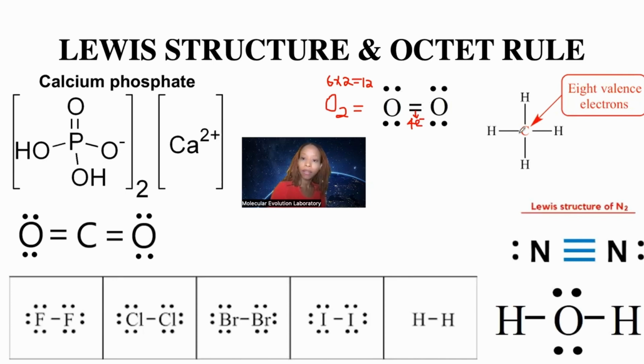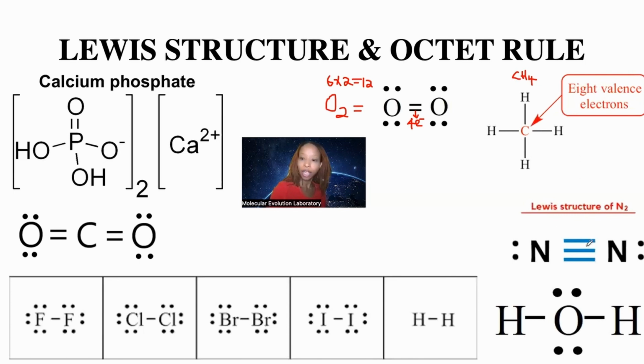Here we have the structure for methane, which is CH4. So the C comes first. It has 4 valence electrons. We know that hydrogen has 1 valence electron each. So we have a pair of 1, 2, 3, 4, which basically gives us 8, which also satisfies the octet rule.